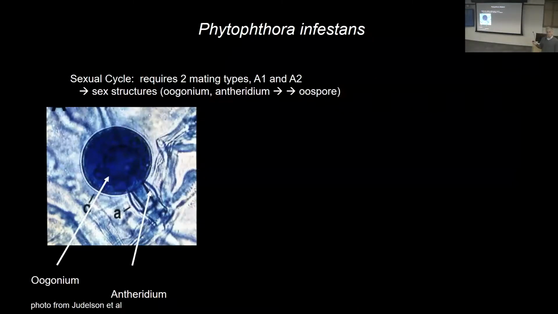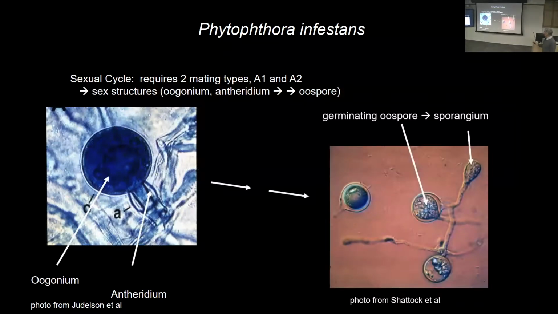It also has a sexual cycle. There are 2 mating types, A1 and A2. And the oospores are the long-lived spores that survive. They can survive in soil for many years. It turns out in nature or in agriculture, there are only 2 places in the world now where the sexual cycle occurs. One is in central Mexico, and the other is in the Scandinavian countries, and perhaps other parts of Northwest Europe.